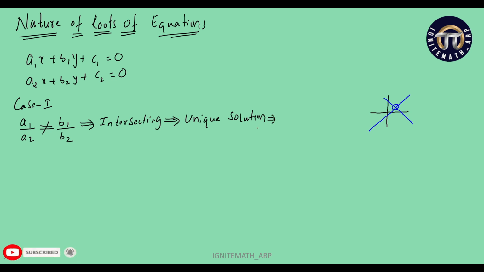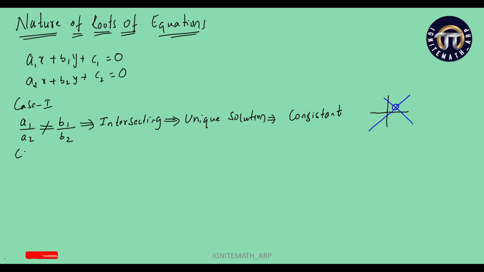If the equation is having only one solution, then I can say the equation is consistent. This is our case 1. So here I am not plotting it, children. Just by identifying the ratio between a1, a2, b1, b2, I am saying how the equations behave.